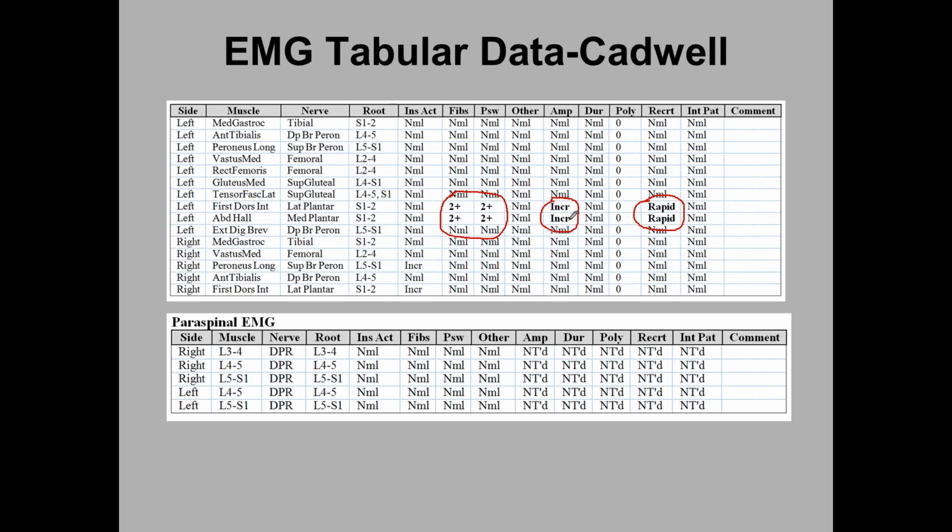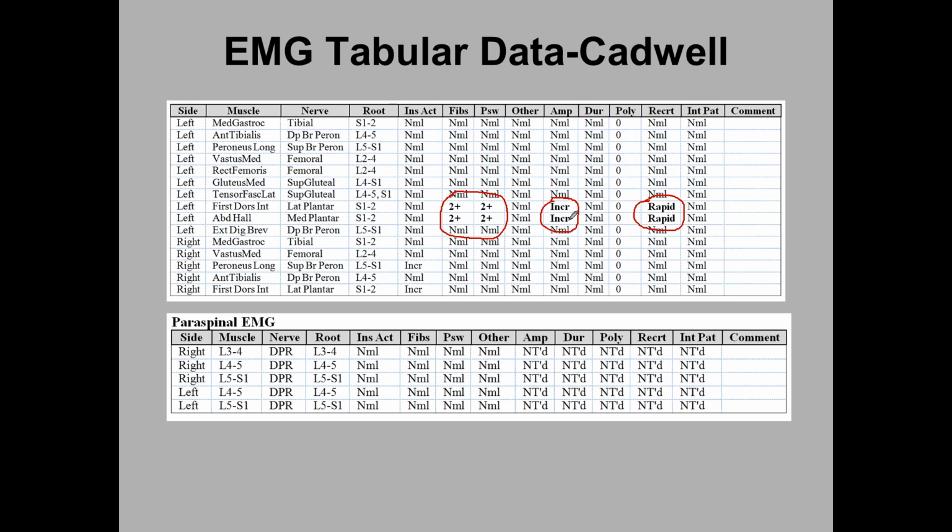And how does a motor unit become larger than normal? What does a large amplitude motor unit represent? One of those two things. It represents mature collateral axon sprouts.